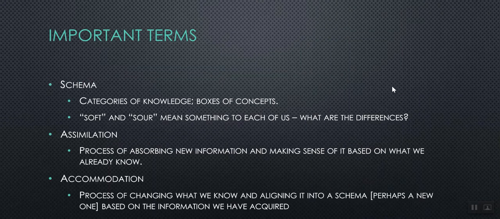There's a few other important terms for Jean Piaget. Schema is one of them. That is a category of knowledge, or a box of concepts is another way of putting it. Soft and sour, for example, when I say those words, it means something to each of us, right? The word soft might mean something to me and might mean something totally different to you. And so those differences in our ways of thinking are called schemas, okay? And that is how we've made sense of the world around us.